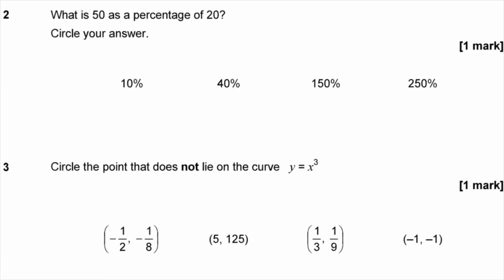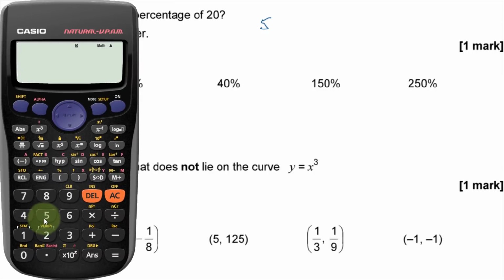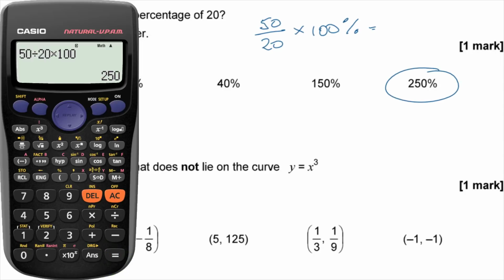Question 2. What is 50 as a percentage of 20? So if you get 50 out of 20, and times it by 100, you'll get 250%.